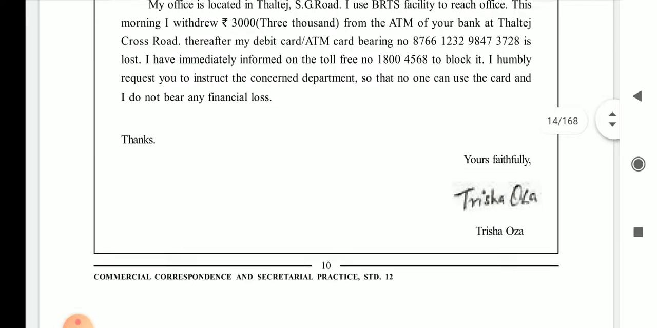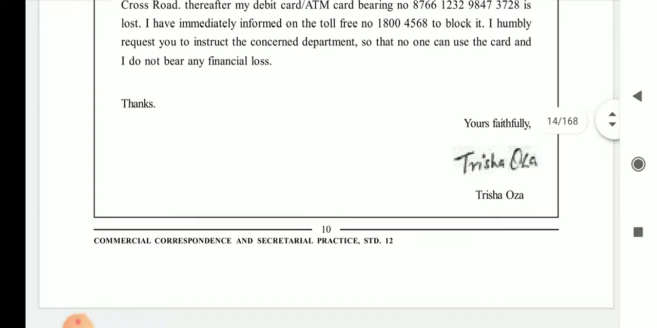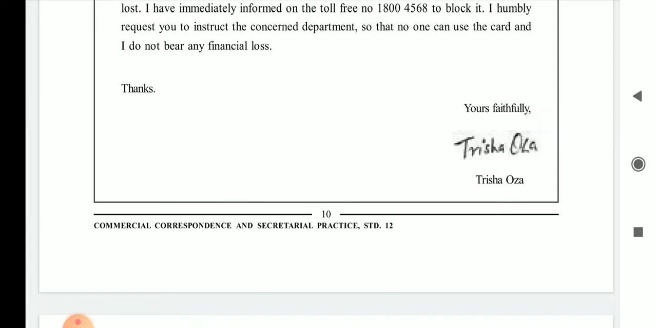Here the lady also requests the bank manager to instruct the correspondent department, so that whenever any person brings this ATM card and gets money, this lady, Trisha Oza, would get some financial loss, and this should not happen. That's why she requests the bank manager to instruct the concerned department not to give money to any person, so that she does not bear any kind of financial loss.